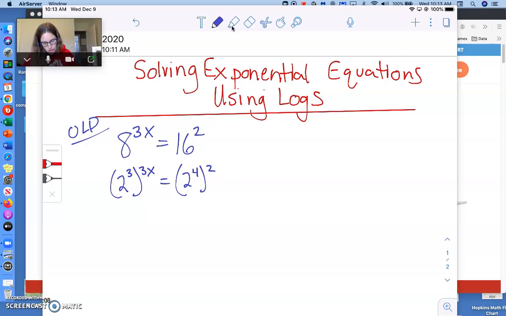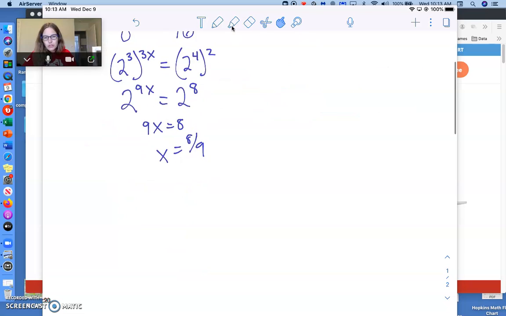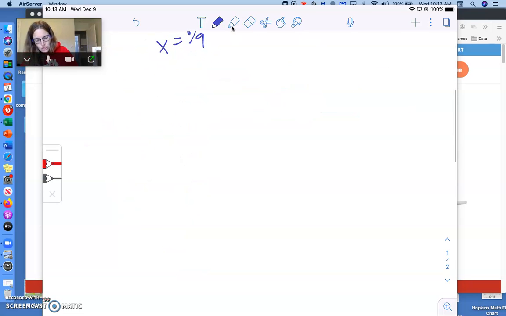And then we said, okay, our rule of exponents, we multiply. So this is 2 to the 9x, and this is 2 to the 8th. So if we solve this, we said 9x equals 8, so x equals 8/9. What we're going to look at today is what do we do if you can't find a common base?